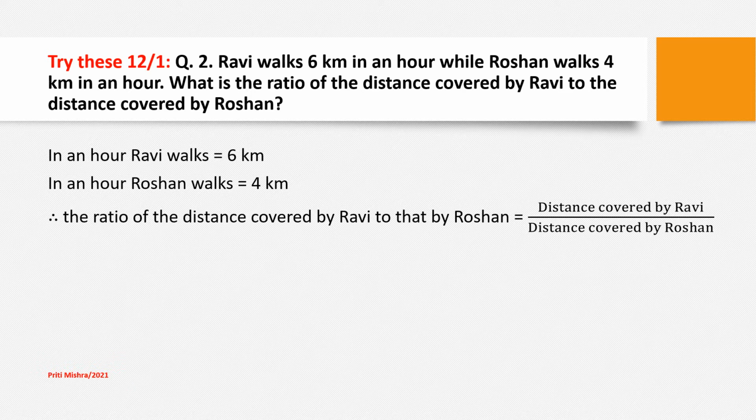Thus, the ratio of the distance covered by Ravi to that by Roshan is equal to distance covered by Ravi divided by distance covered by Roshan. So, we can write 6 km by 4 km. Here, kilometer and kilometer cancel out, and then 6 by 4 can be written as 3 by 2. The ratio would be 3:2.